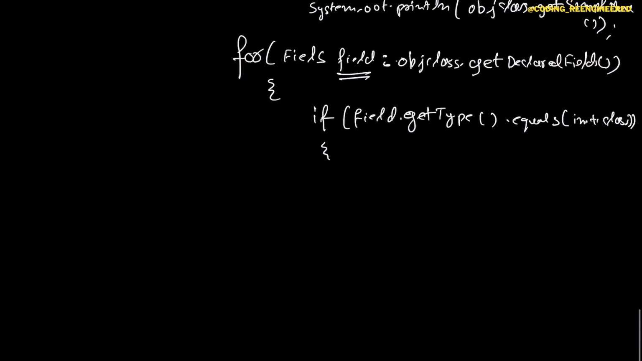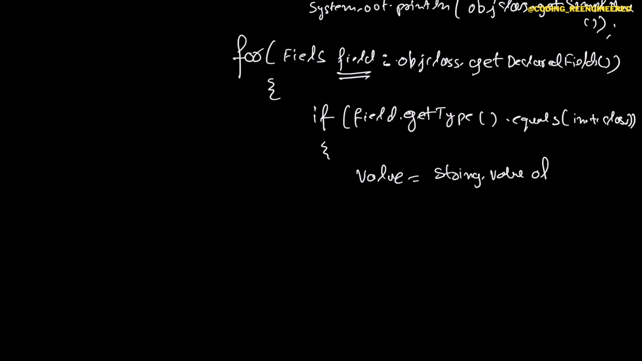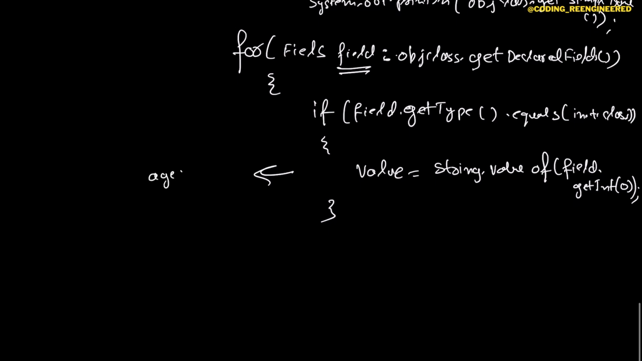You need to capture the value. What value is going to be captured? Let's say value equals String.valueOf(field.getInt(...)), and obviously you need to pass the object. This will return you the value of the integer field. For example, if we had defined age within it, it's going to give you the output as the age and the value associated with it. Let's say we pass 25, so this is going to return you 25.